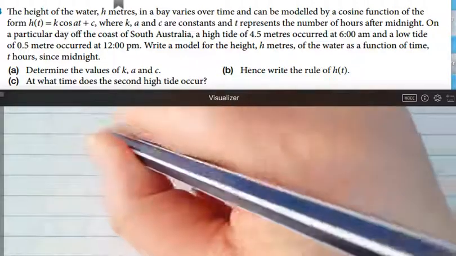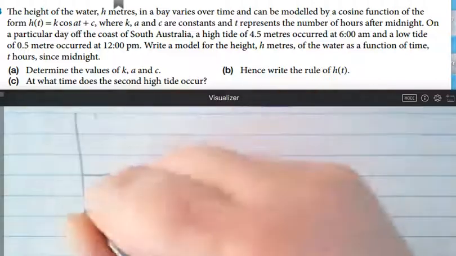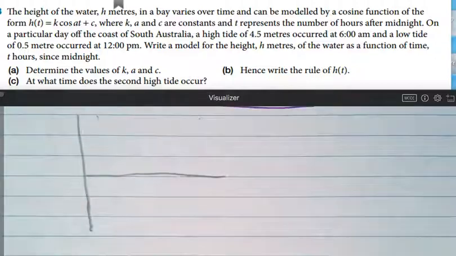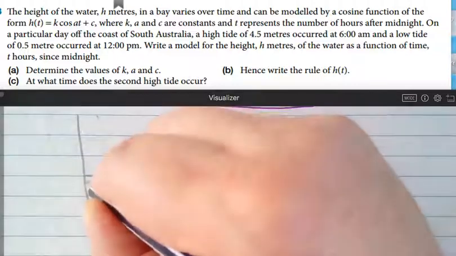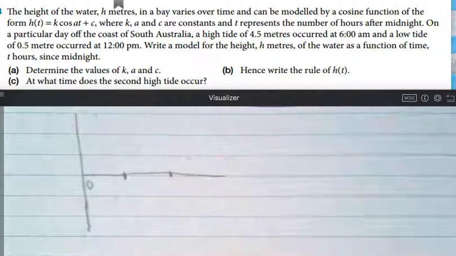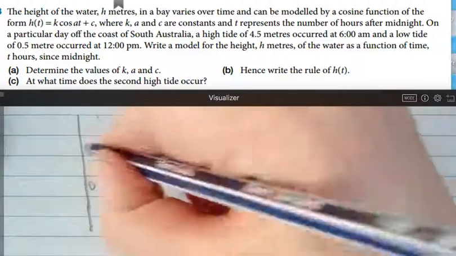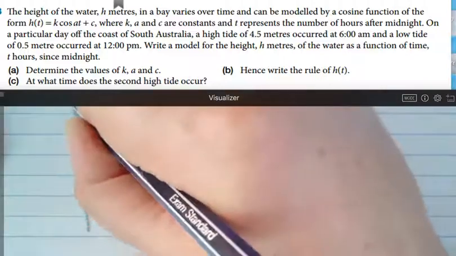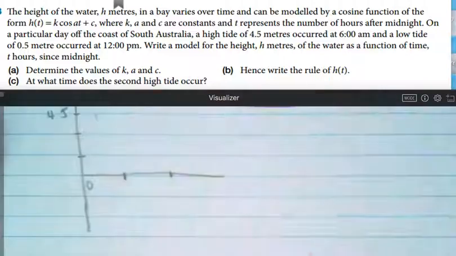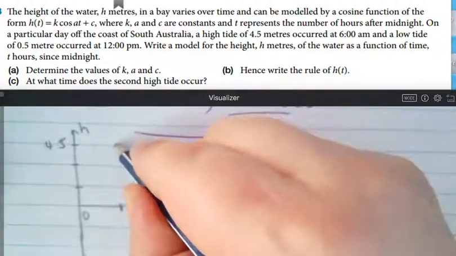So I'm just going to draw a little sketch. Maybe don't draw it yet until I'm done. All right, so what have we got? Let's read the info again. On a particular day, we've got a high tide of 4.5 meters at 6 a.m. So if this is midnight, I'll go 0. I've got 6 a.m. When was the next one? 12 p.m. That must be midday. All right. So 4.5 meters, I'll say that is up here, 4.5. Okay. That's my height. That occurs at what time?